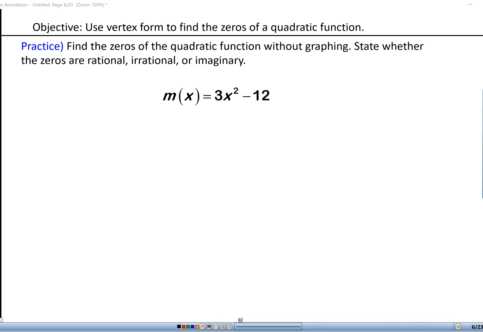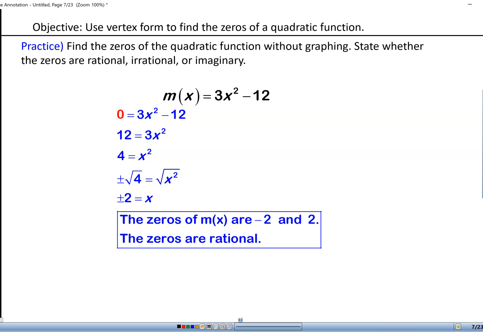All right, let's take a look. So here, you have your 0 equals, and then you should add 12 as a first step. Divide by 3, take the square root of both sides. Plus or minus should be in front of that square root of 4. 4 is a perfect square. That's a -2 and a +2. And so the zeros are -2 and 2. Those have no i's, so they're not imaginary. They have no root, so they are not irrational. They are both rational zeros.